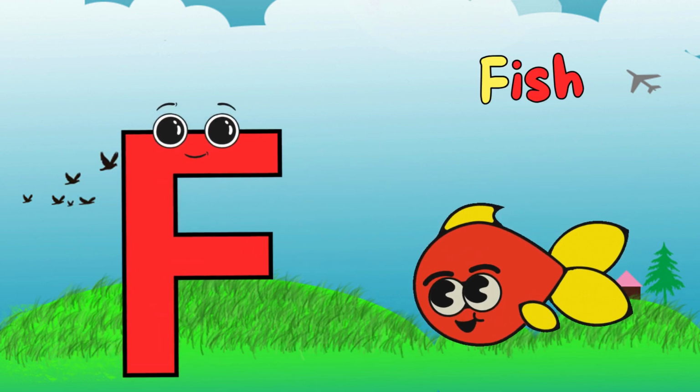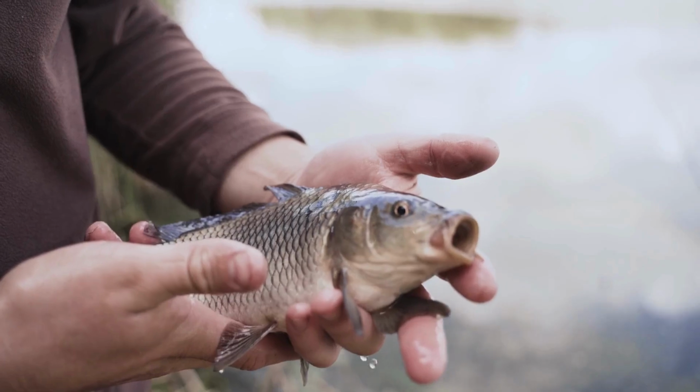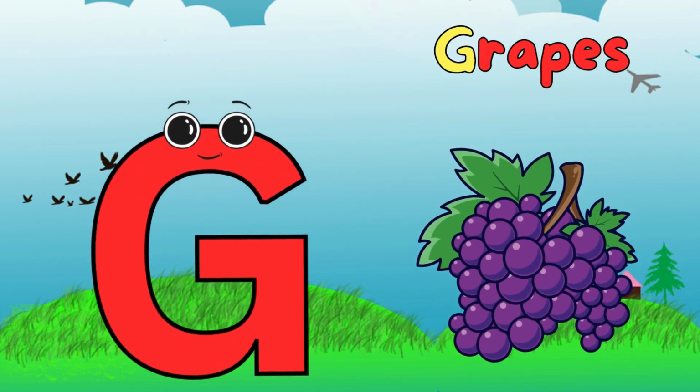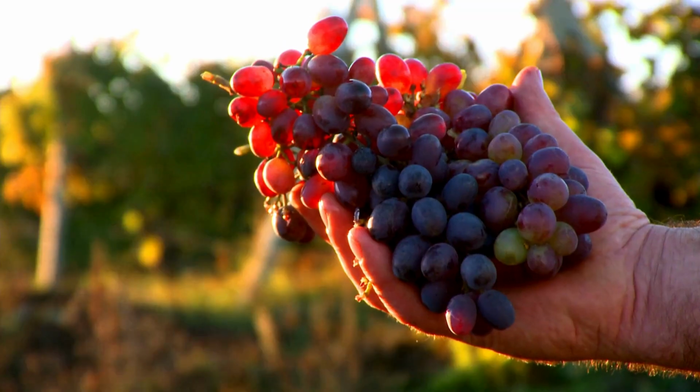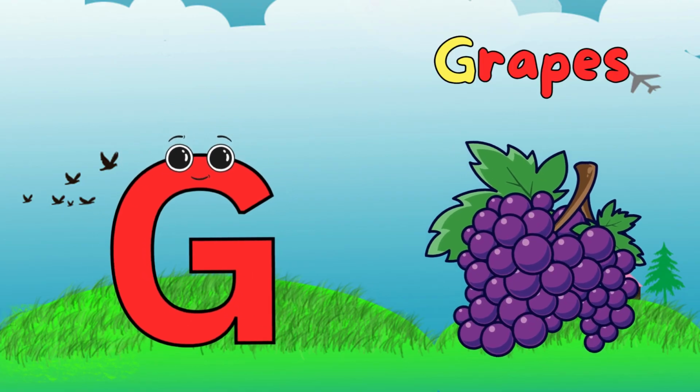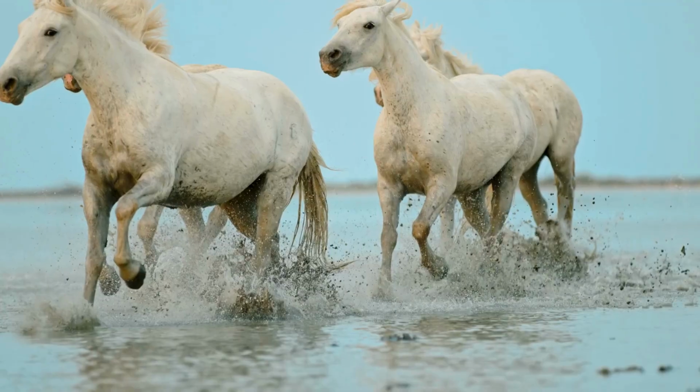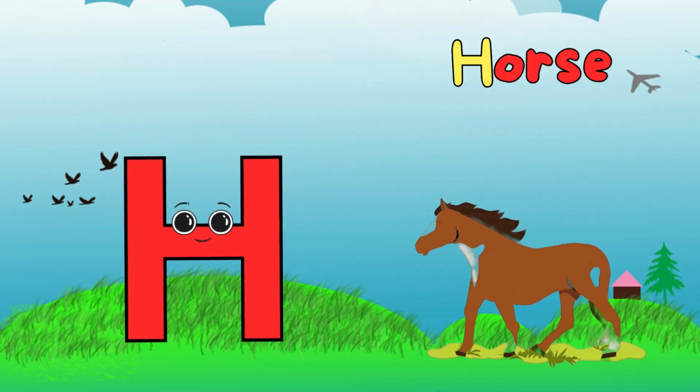F is for fish, fish, fish, F fish. G is for grapes, grapes, grapes, G grapes. H is for horse, horse, horse, H horse.